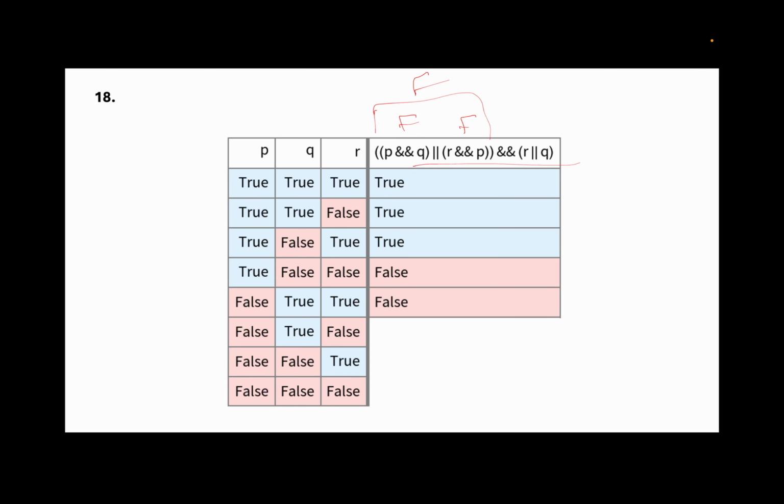Okay, next. P and Q false. R and P false. Next also false. Next. P and Q false. R and P false. This also false. The last one will anyway be false only.